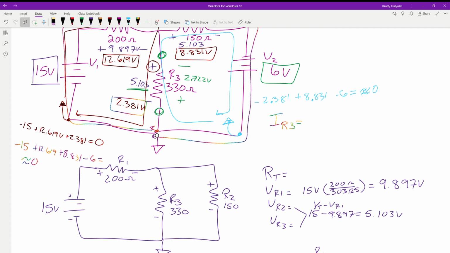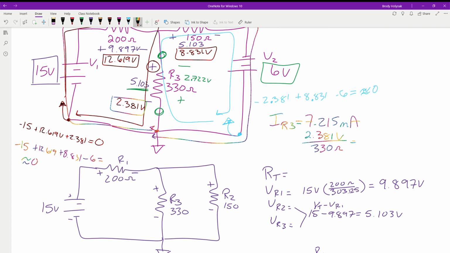So what does our current end up being? And we have 2.381 volts divided by our 330 ohms. That's superposition.